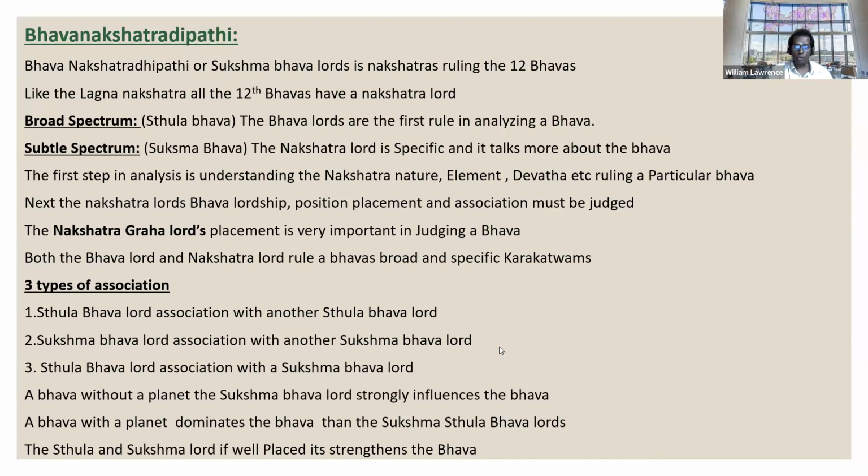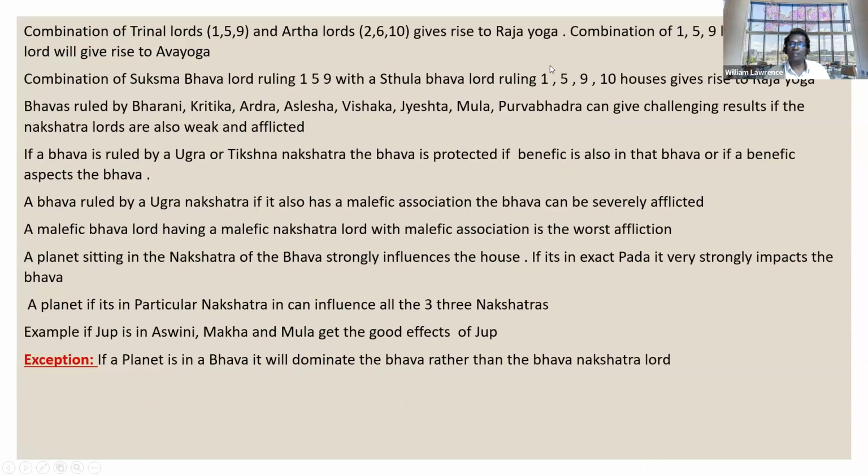Somebody who's used to KP will understand this. Let me try to explain it, and then I'll explain it better with the example chart. So this thing is a combination of trinal lords and artha lords. Each nakshatra lord, I told you, will own 1, 5, 9 or 2, 6, 10. So if the 1, 5, 9 and 2, 6, 10 nakshatra lords combine together, it gives rise to Raj Yoga. A combination of 1, 5, 9 lords and 4, 8 will lead to Avayoga.